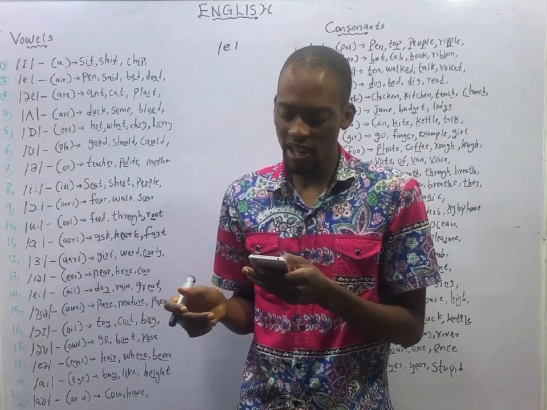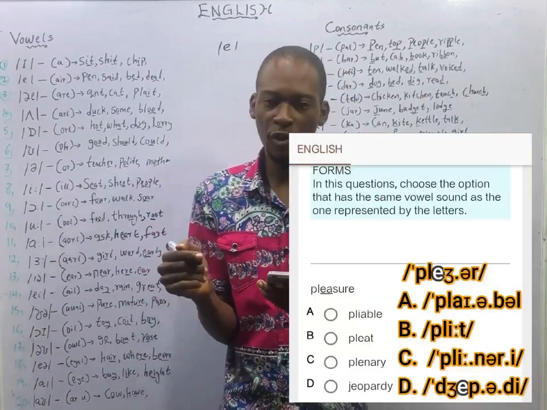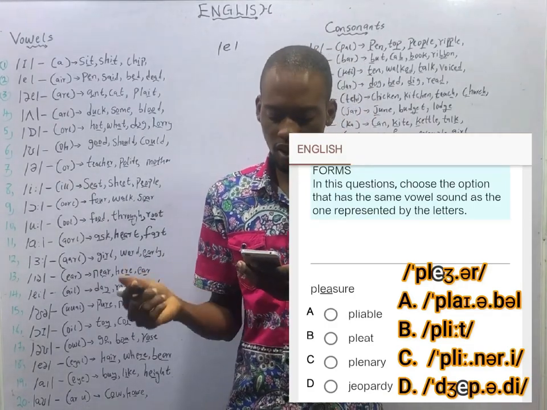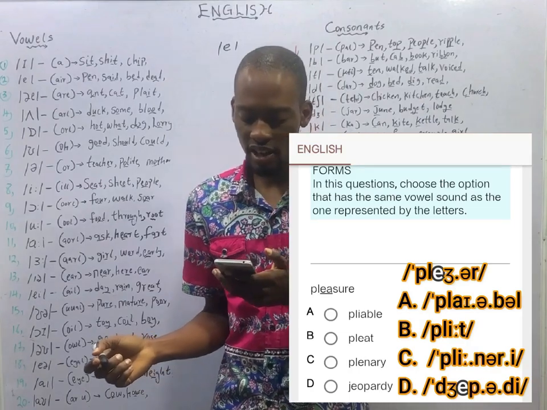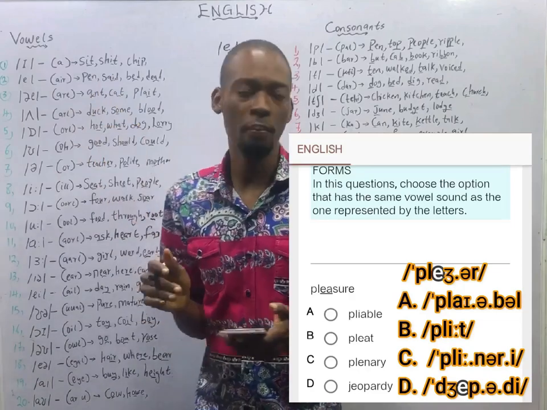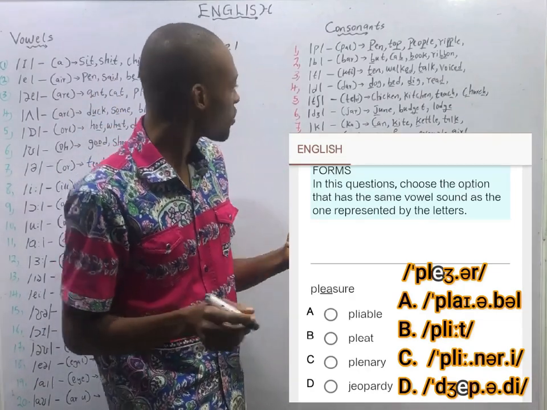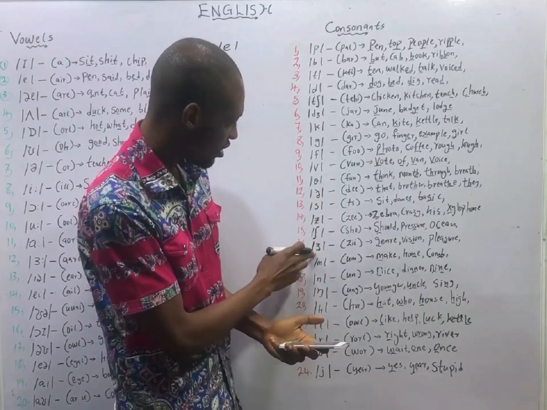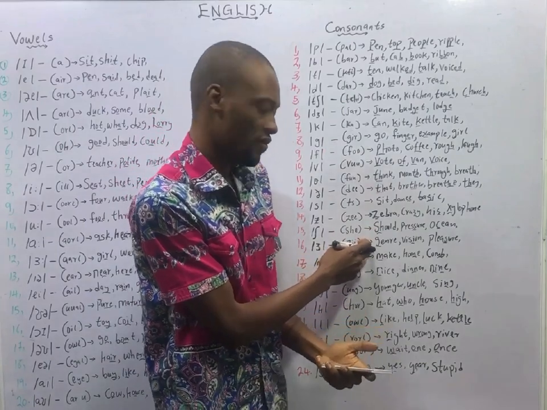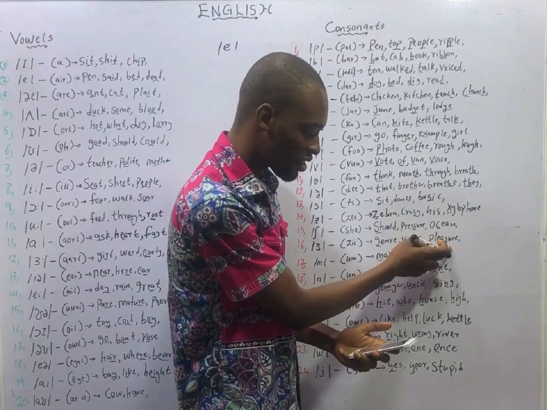Here we have "pleasure". E is in italic. So, what sound is produced by the EA in "pleasure"? Pleasure has the E sound, as in pain, said, bed, and dead. And in "pleasure", you also have the consonant sound, the Z sound here, as in genre, as in vision, as in pleasure, as we can see here already.